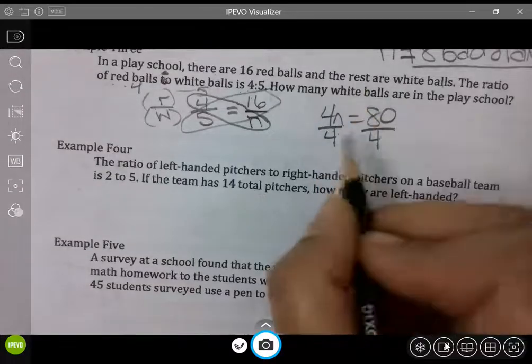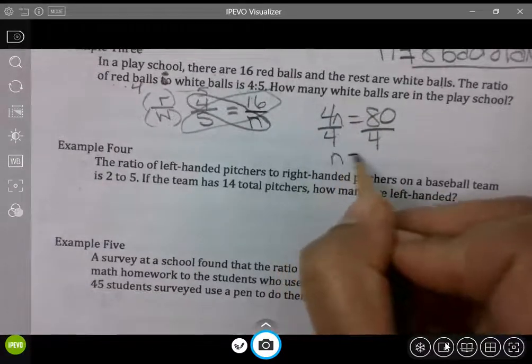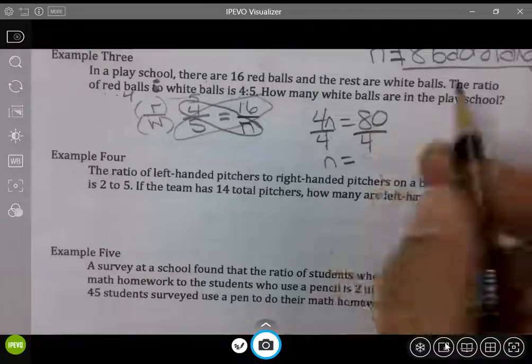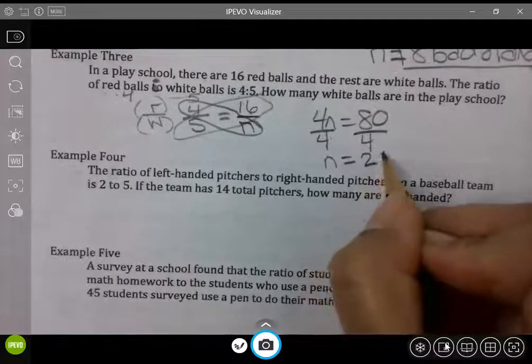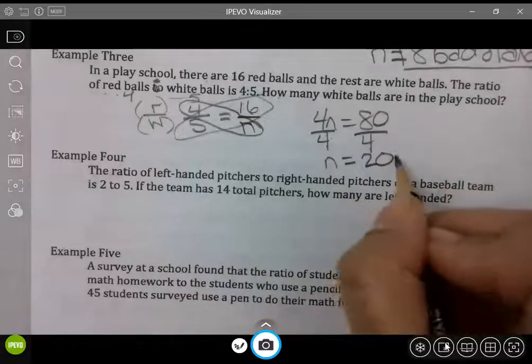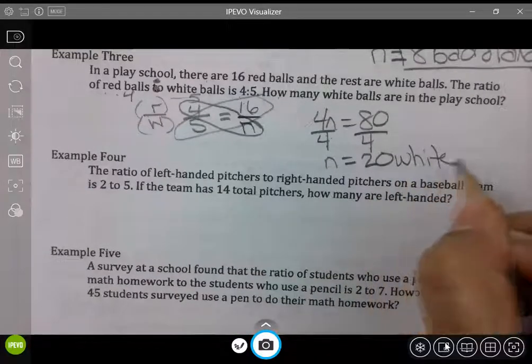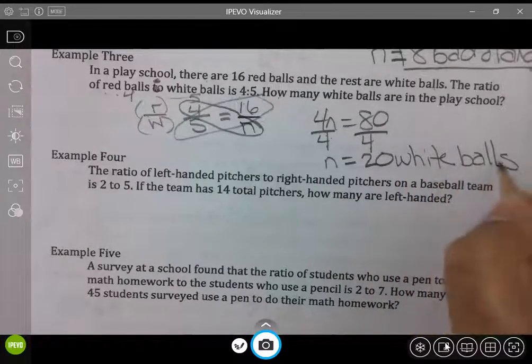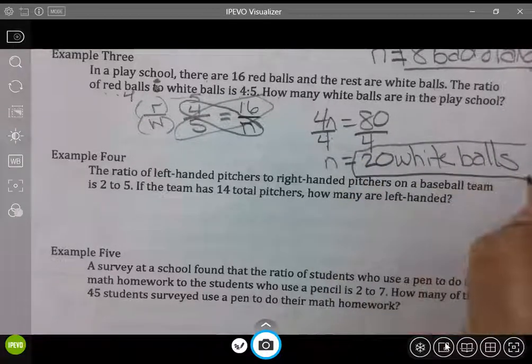So 4 divided by 4, 1. 1 times n, n. And then 80 divided by 4 is 20. So how many white balls are in the play? There are 20 white balls in the play.